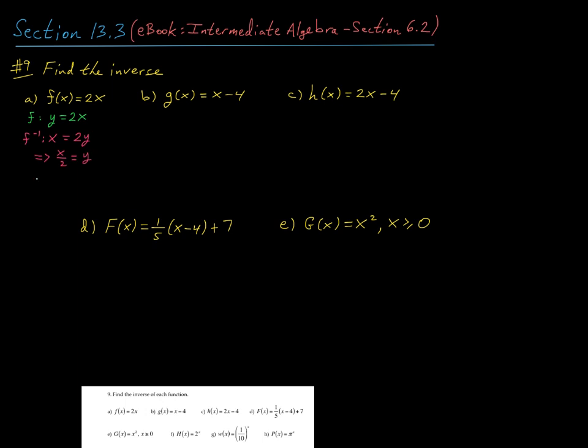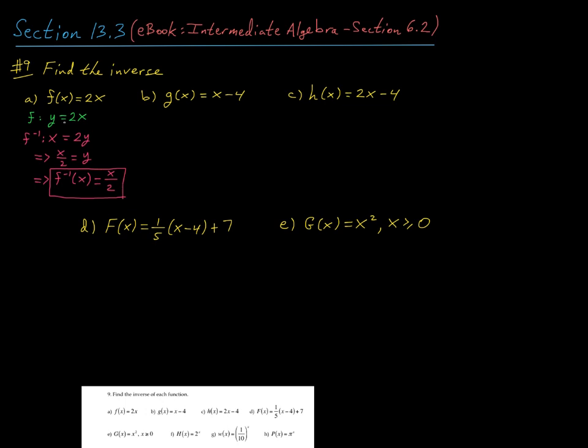And now what I'm going to do is write my final answer in function notation. So in other words, this y output for the inverse can be written as f inverse of x, and this is equal to, well, x over 2 in this case. And so this would be the equation of the inverse.